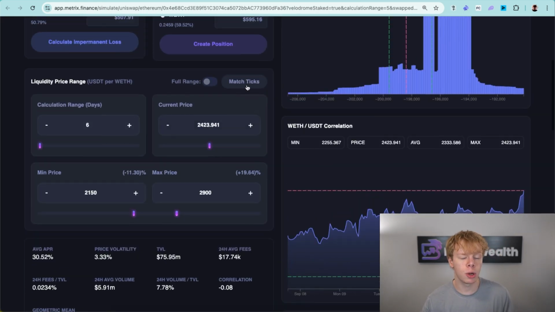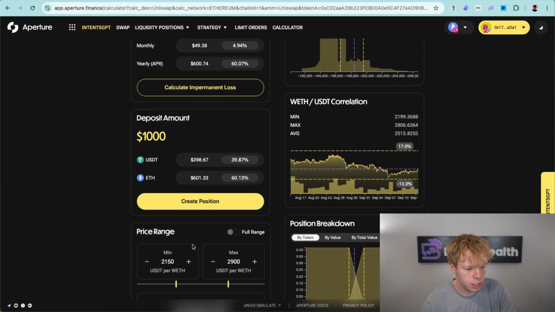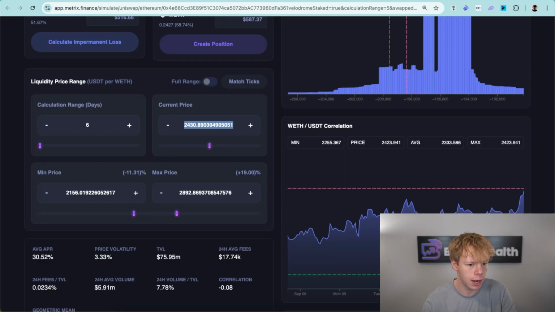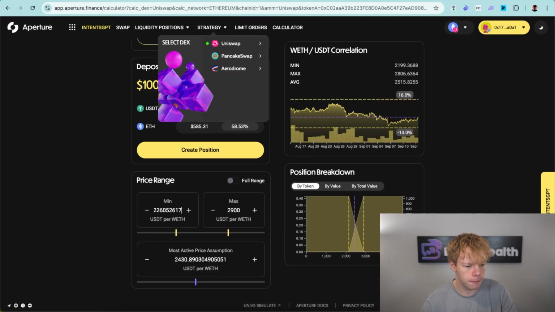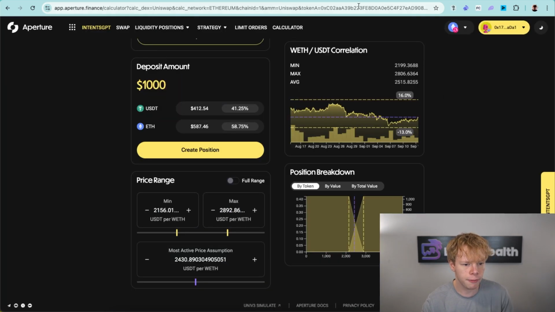Now, next thing I want to do in order to make this experiment fair is make sure that we're looking at the exact numbers on each platform. So I'm going to hit this little button that says match ticks. That's going to find the closest tick to our current price, our min price, and our max price. So our current price is now set at $24.30. We'll throw that in over on Aperture. And our min price is $21.56, our max price being roughly $28.92. So we'll throw that information over on Aperture.